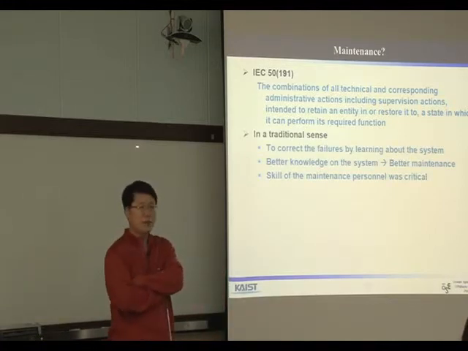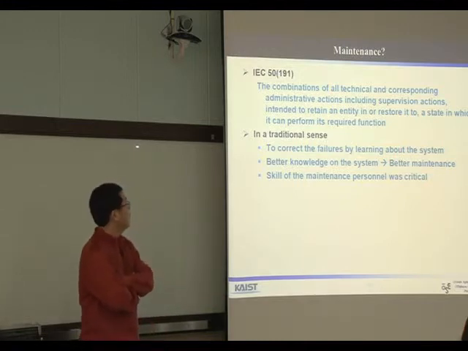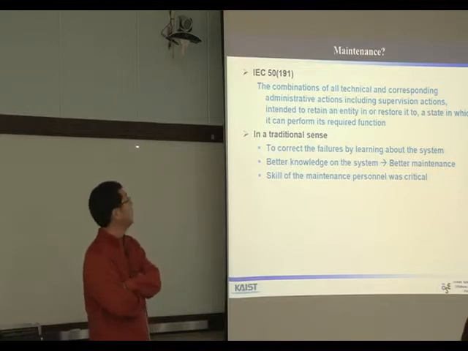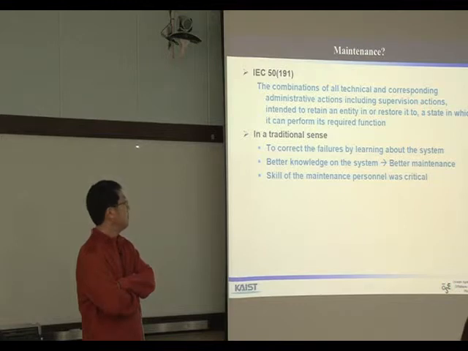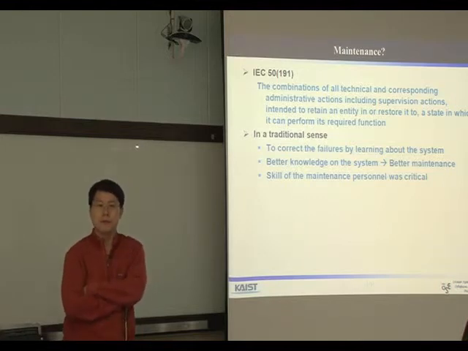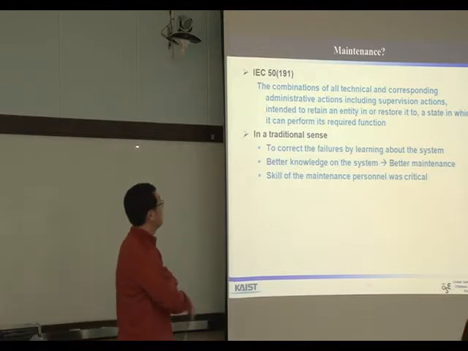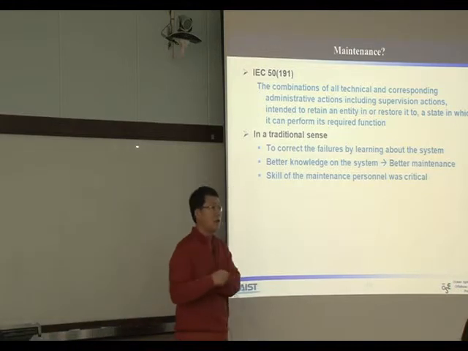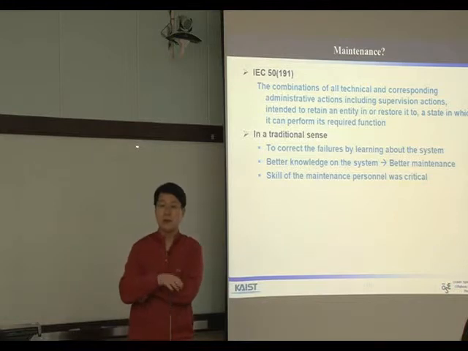In a traditional sense, correcting the failures by learning about the system is part of maintenance. Better knowledge of the system, better maintenance. We usually assume that, and the skill of maintenance personnel was critical. This is a traditional belief about maintenance. So in short, in a traditional sense, we need an expert.